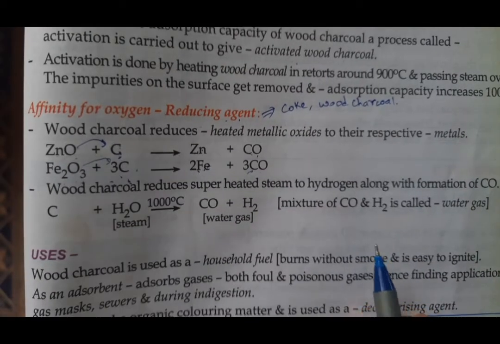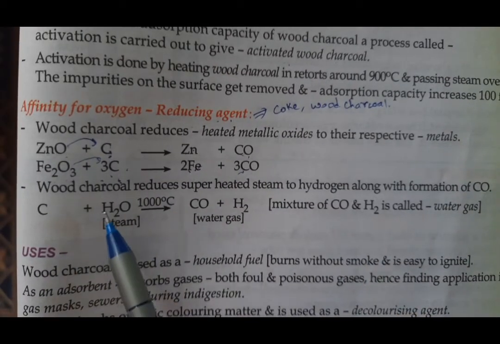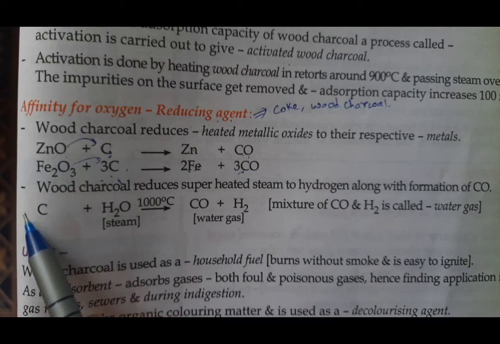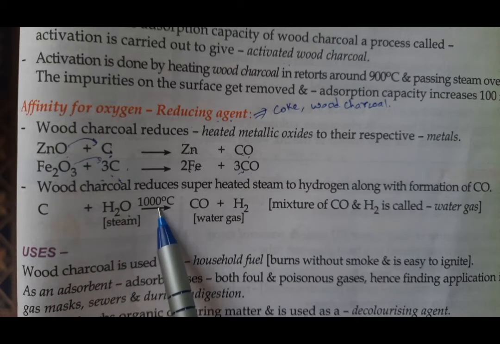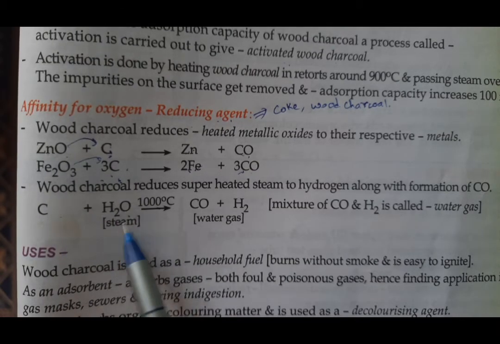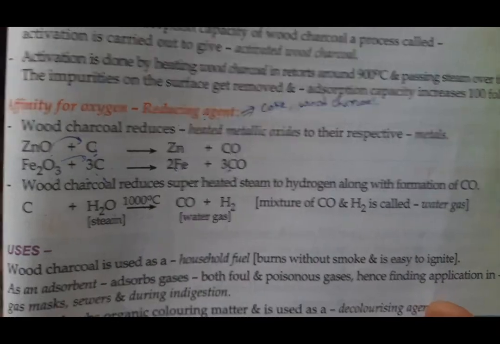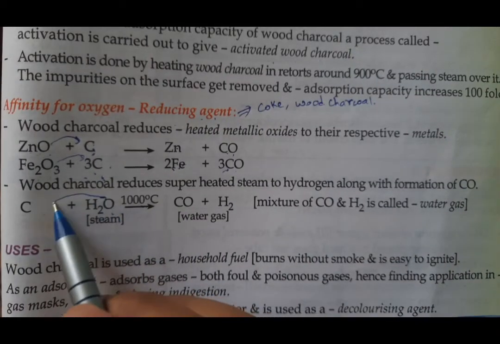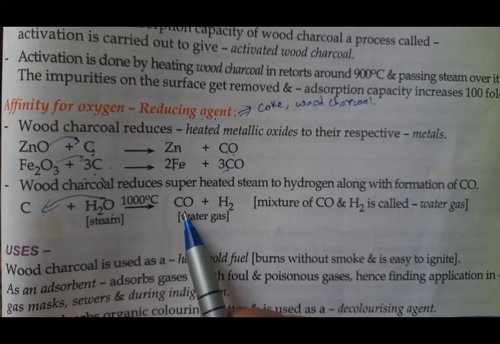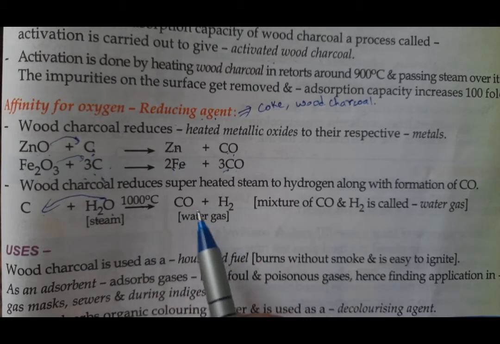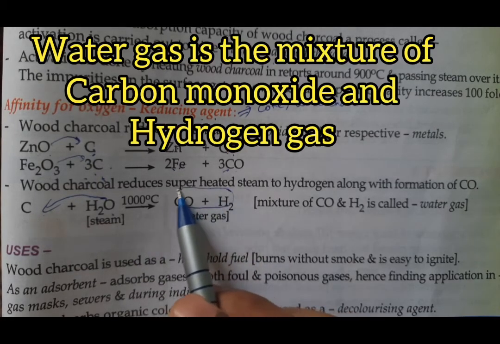Not only that, if you see this reaction, in this reaction also, this is your wood charcoal. When it reacts with steam at 1000 degrees Celsius, again it loves oxygen, it gains oxygen here to form carbon monoxide, and what is left here? H2. And the mixture of these two is known by the name water gas.